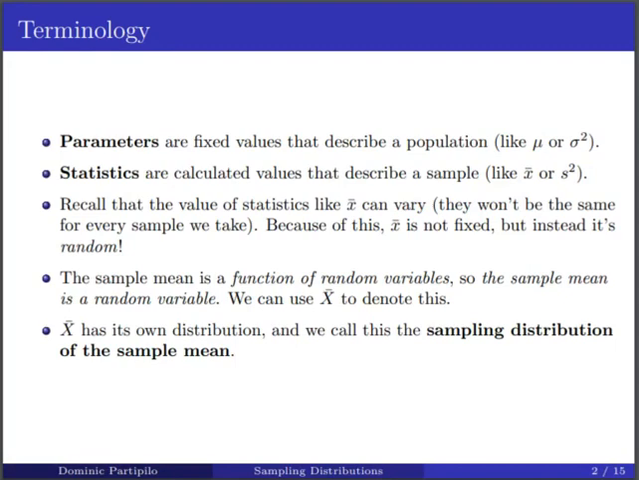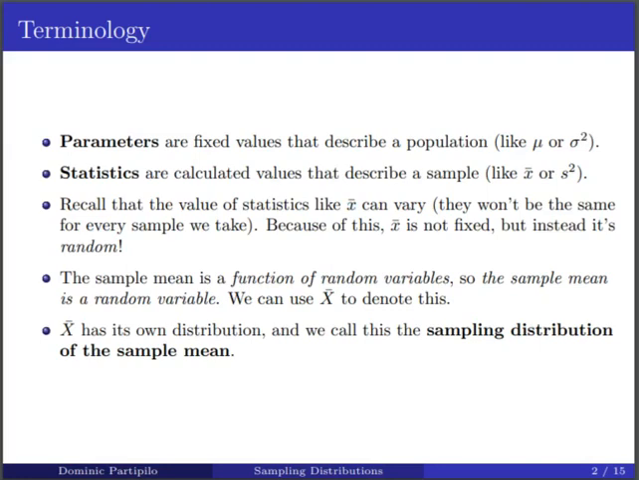So just a refresher on some terminology, parameters are fixed values that describe a population, like the population mean, mu, or the population variance, sigma squared. And statistics are calculated values that describe a sample, like the sample mean x bar or the sample variance s squared.